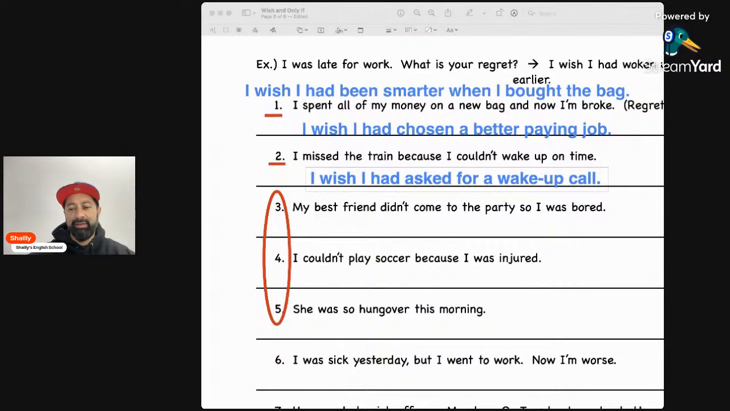But this is really useful English. It really helps you sound and speak more fluently. But we just have to make sure we're using the correct grammar.